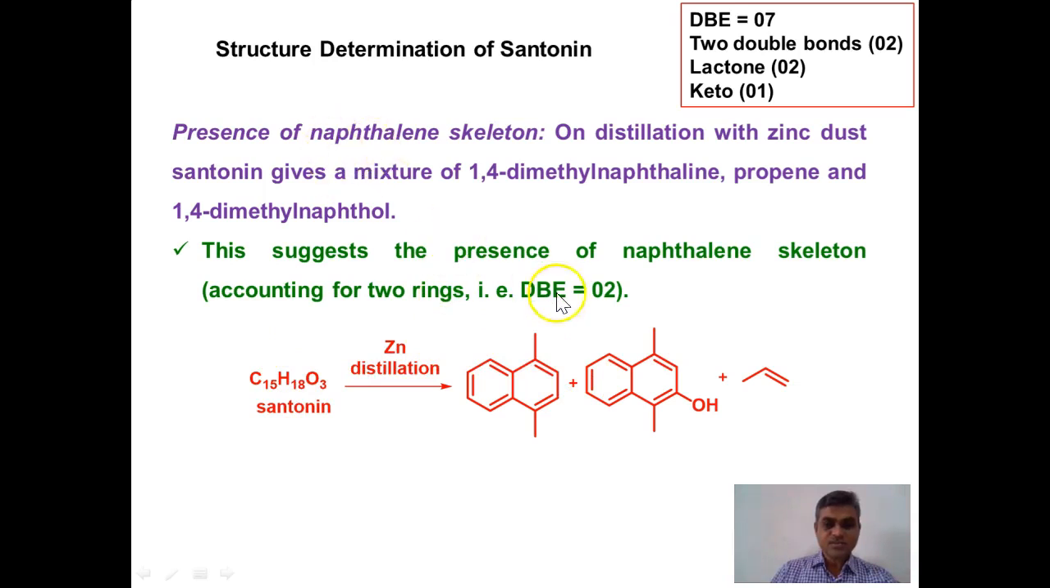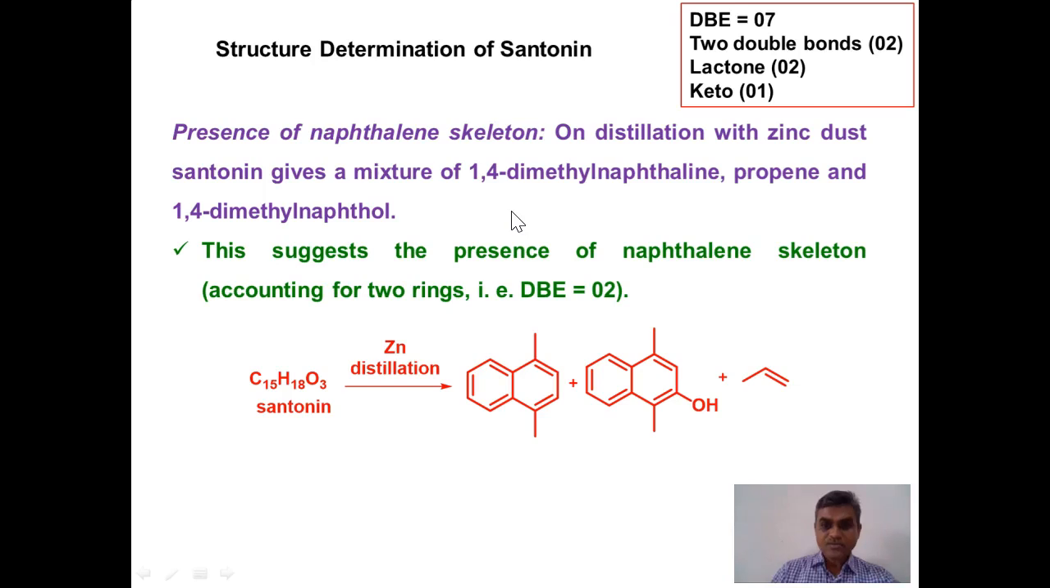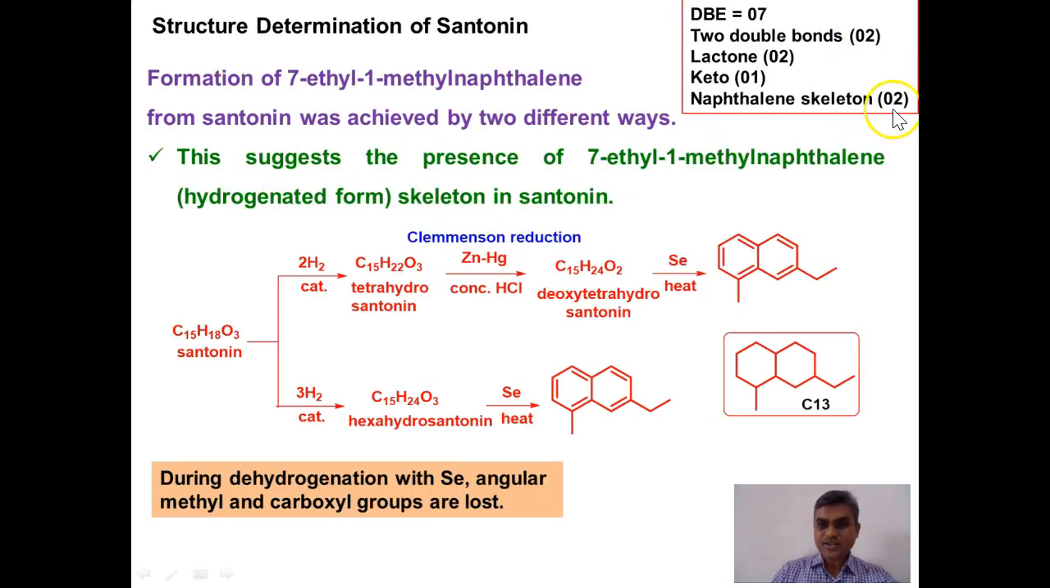When Santonin is subjected to zinc distillation, it forms a naphthalene derivative, and some quantity of propylene is also formed. The formation of naphthalene clearly indicates that this Santonin molecule contains these two rings. A dihydronaphthalene skeleton is likely to be present in the structure of the Santonin molecule. The presence of the naphthalene skeleton corresponds to 2 degrees of unsaturation. So in this way we have accounted for 7 degrees of unsaturation.